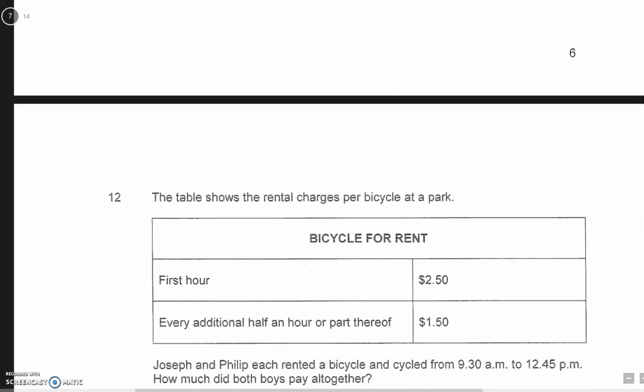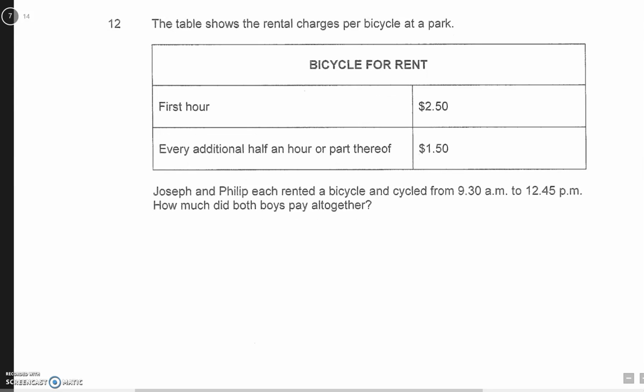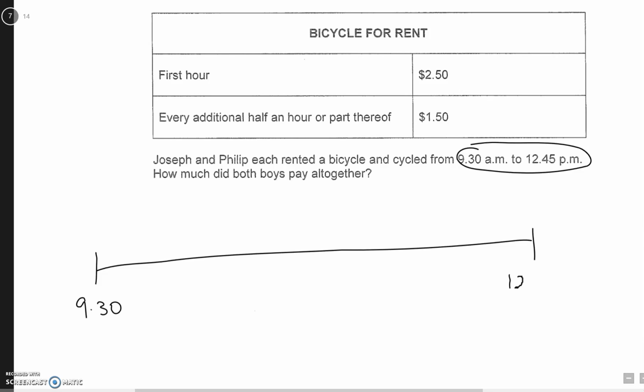Okay? Alright, now the last question. This happens if you have done a renting of bicycles outside before. Now you have a time over here, and whenever I look at the time, I know I will need to do a timeline. A timeline gives you M1 in the exam. Now you started cycling at 9:30 and you're going to end at 12:45 p.m. Let me just put the AM and PM in.